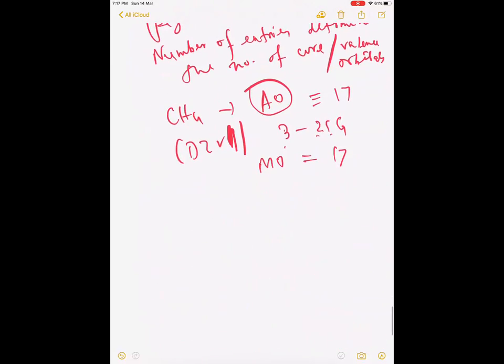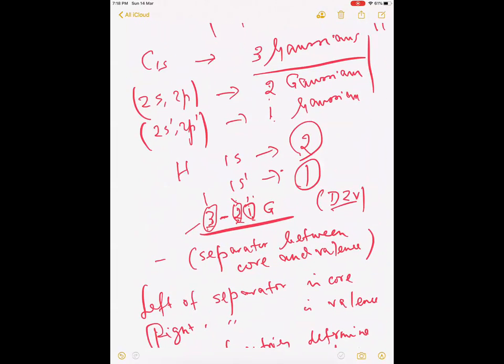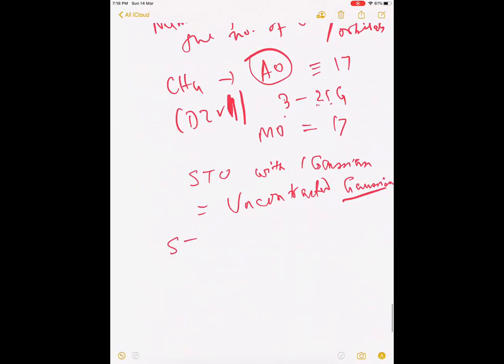1 Gaussian means I'm actually not taking linear contribution. So very often, a Slater orbital with 1 Gaussian has a name that is called uncontracted Gaussian, or uncontracted Slater orbital, whatever, uncontracted Gaussian. It means I have a Gaussian which I'm not contracting. Contraction is basically linear combination. So normally STOs will be called contracted Gaussian. So this is also another name that I want to introduce. STO, which is Slater orbital, is also called CGTO, contracted Gaussian type orbitals.